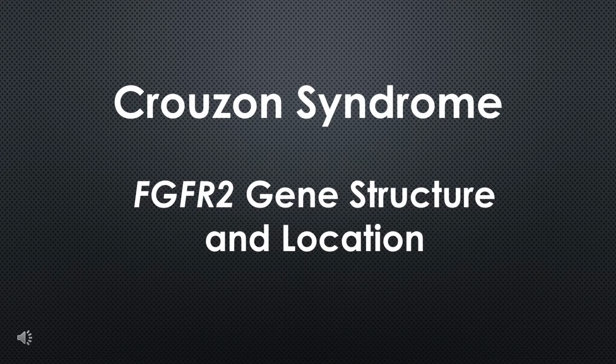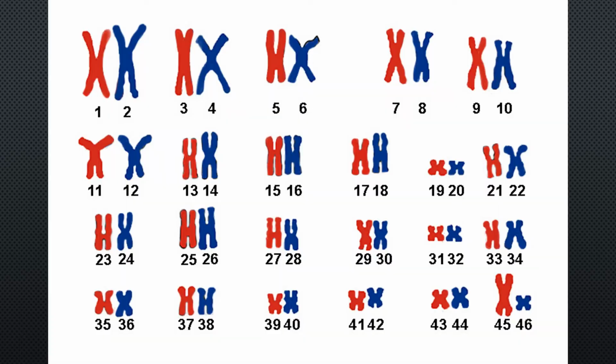To understand the genetic cause of Crouzon syndrome, you must first understand the basics of how human genetic information is stored and utilized. In the nucleus of all your cells, you have 46 chromosomes shown here. There are 22 pairs of chromosomes called autosomes labeled 1 to 22, and there are 2 sex chromosomes which are either XX in females or XY in males.